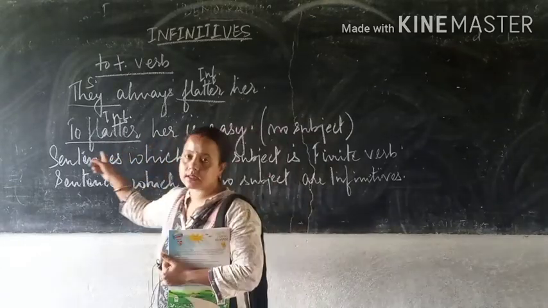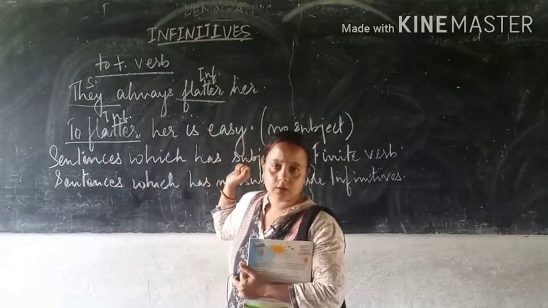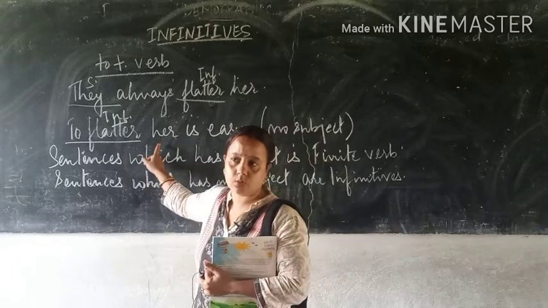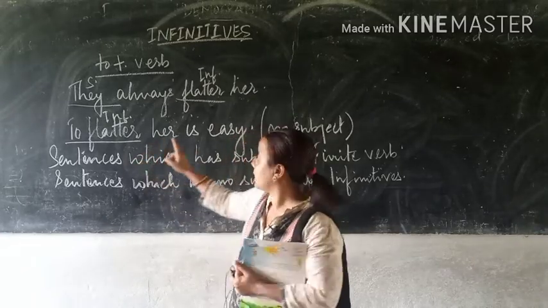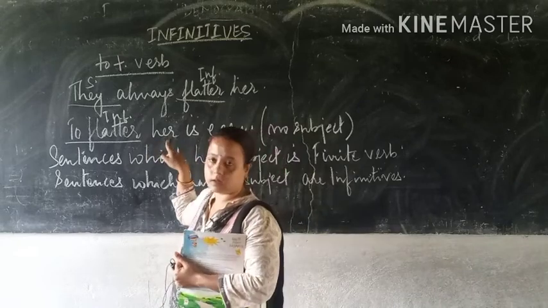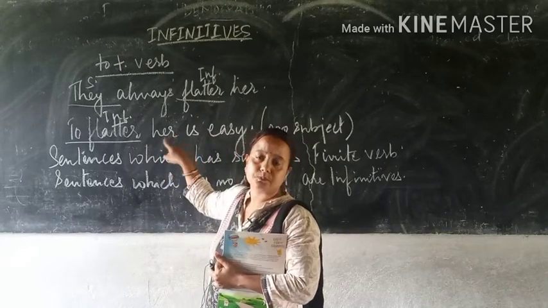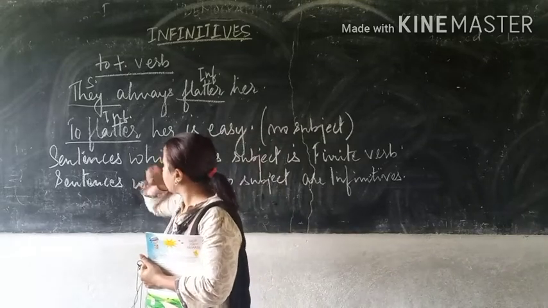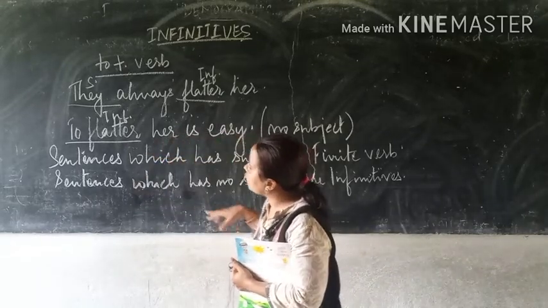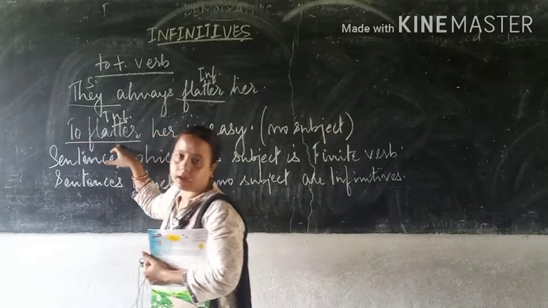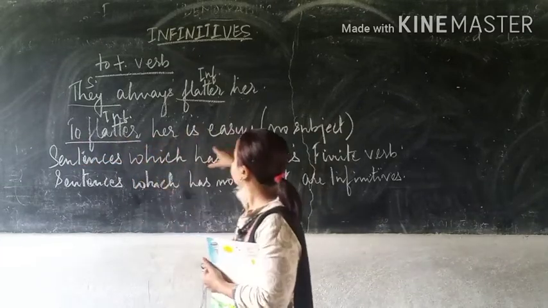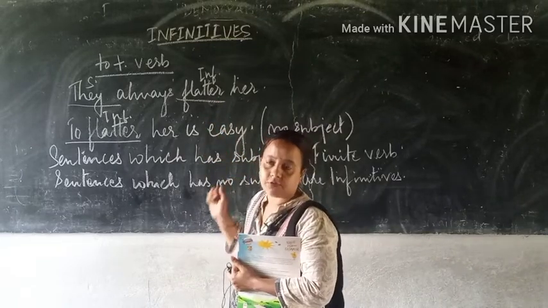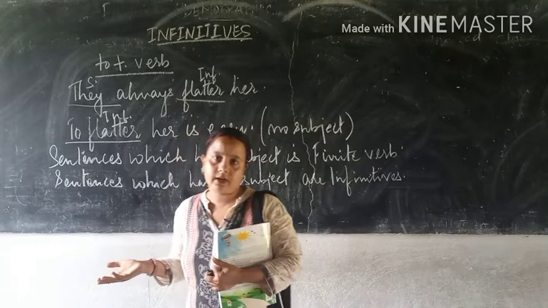But in the second sentence what we see is: to flatter her is easy. In this sentence there is no use of subject. That means the subject in the second sentence is missing. But we have the word her, which is used as a pronoun. What we see is to flatter, to plus verb. So this sentence and the first sentence are almost similar. So from finite we can change it into infinitive also.